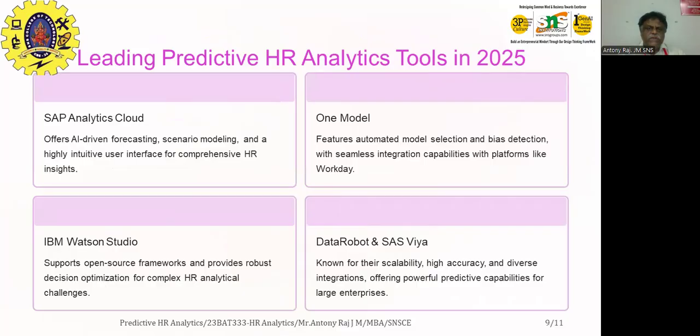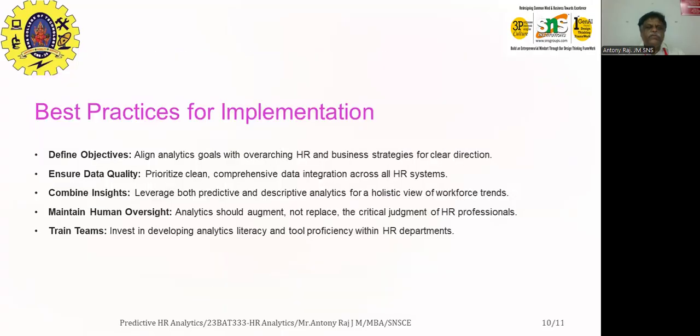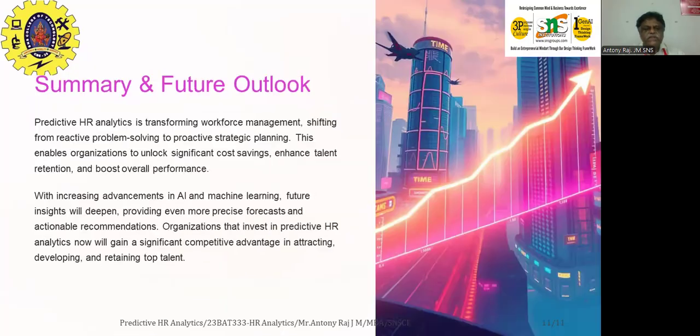So overall, and these are some of the predictive tools in 2025: SAP Analytics, IBM Watson Studio are very famous, DataRobot and SAS, and others. So these are all very leading predictive HR analytics tools in 2025. And these are some of the best practices for implementation. And here are the keys, for example, training teams and maintaining the human side, because analytics definitely cannot replace human judgment. So analytics definitely has to augment and not replace.